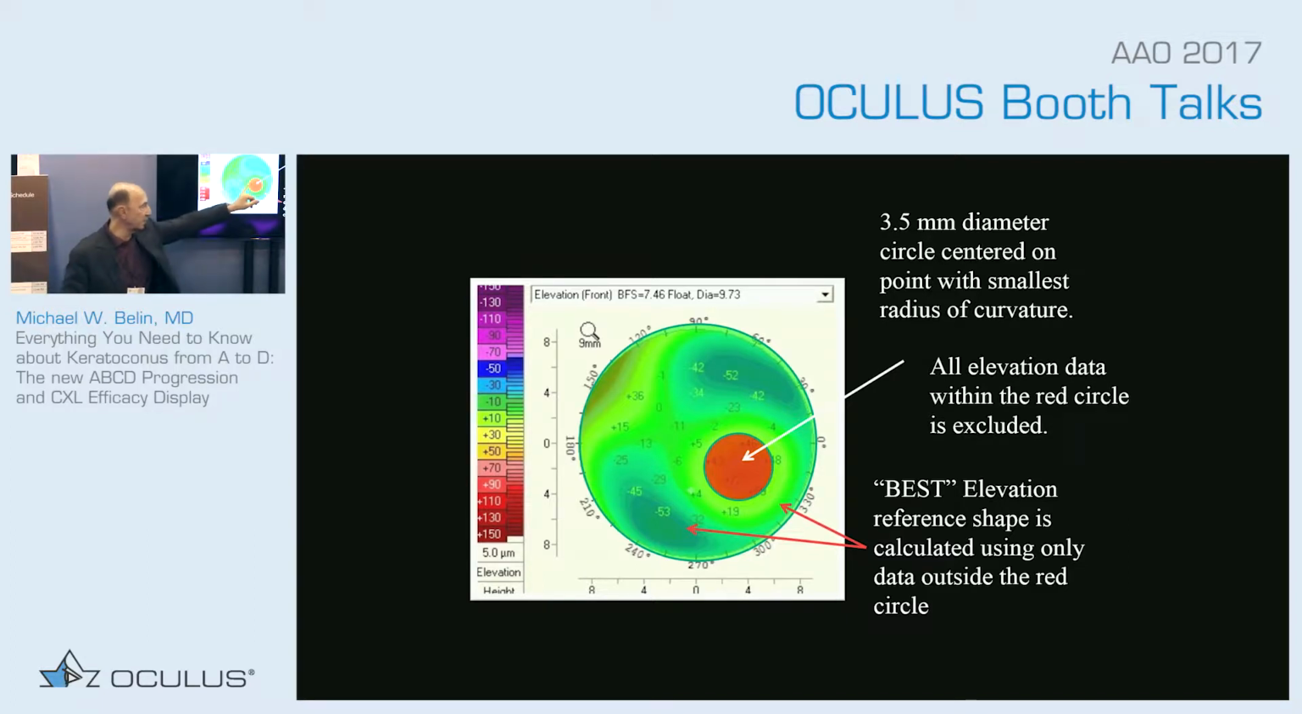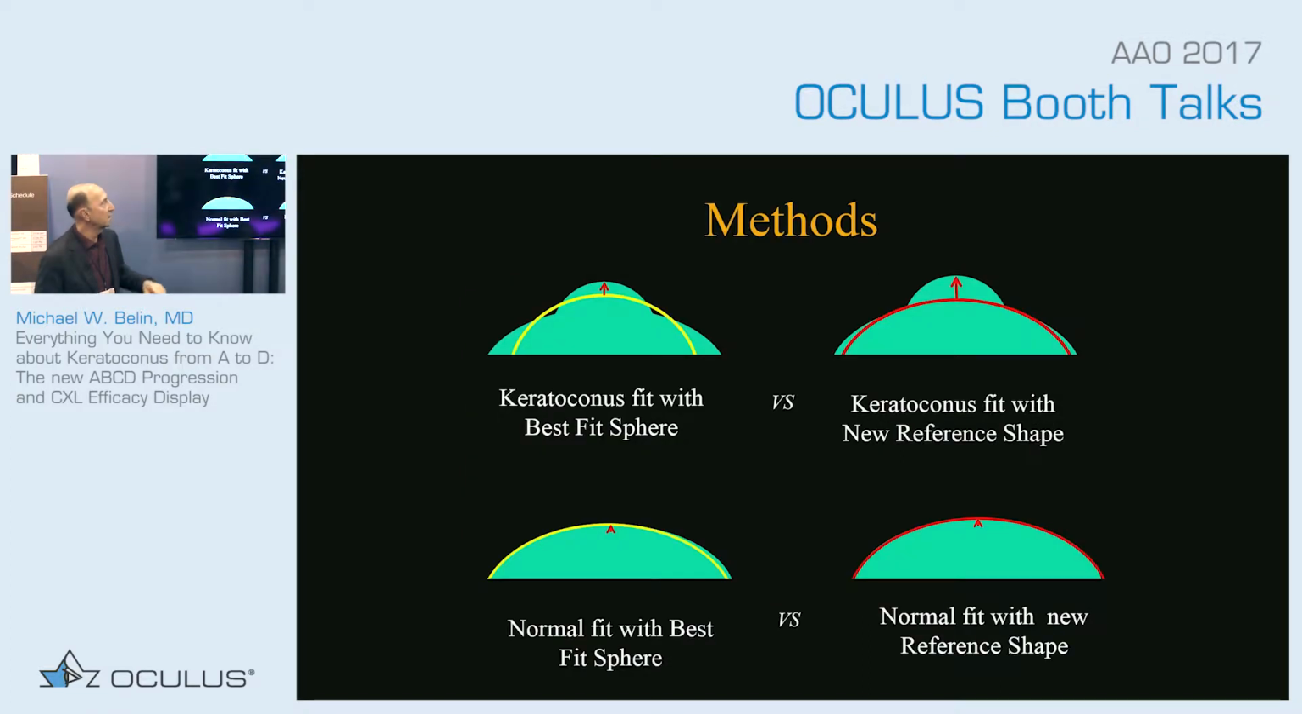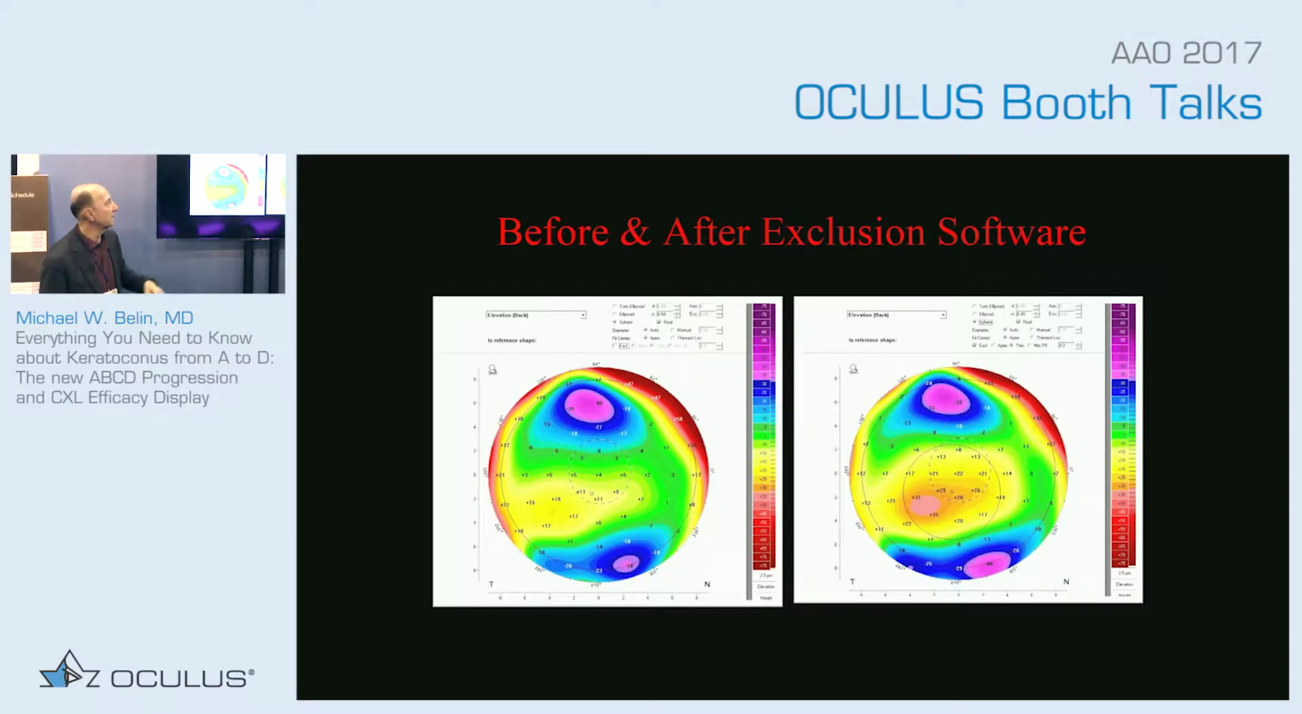But the point is, we take an area surrounding the thinnest point, and we remove that from the best fit sphere computation. When you do that, you effectively take this and change it to that. More importantly, and we'll show you examples of this, normal corneas don't have an ectatic region. So on a normal cornea, when you take that 8mm zone and take out that 3mm center on the thinnest, you don't have a significant change in that shape. And this is what happens.